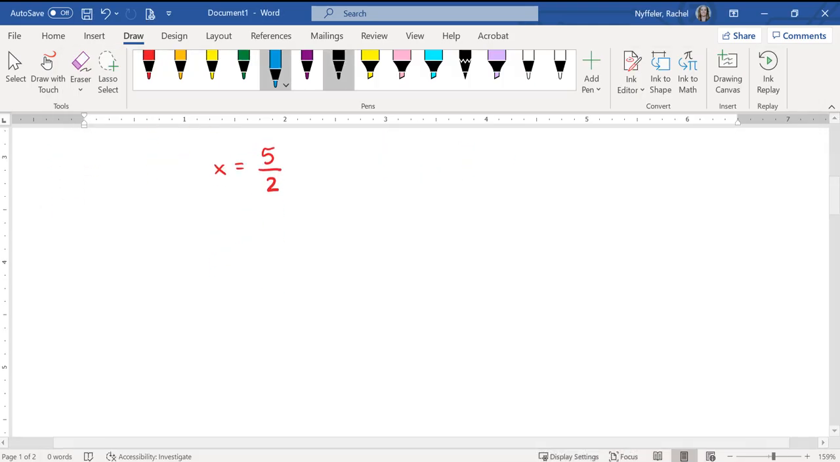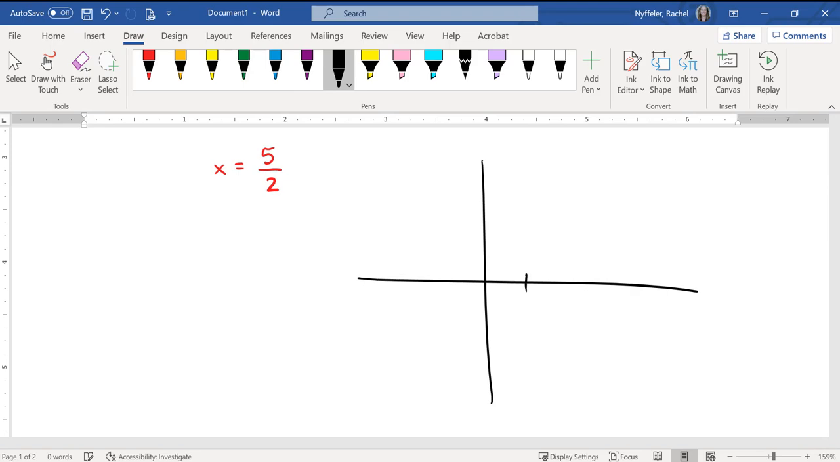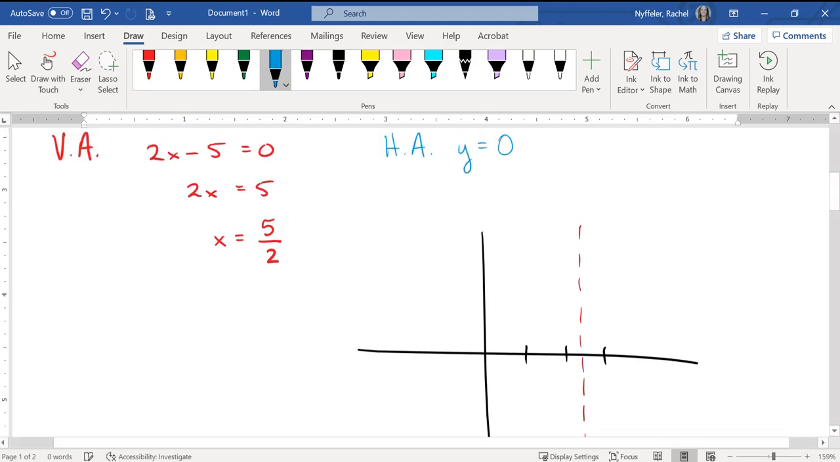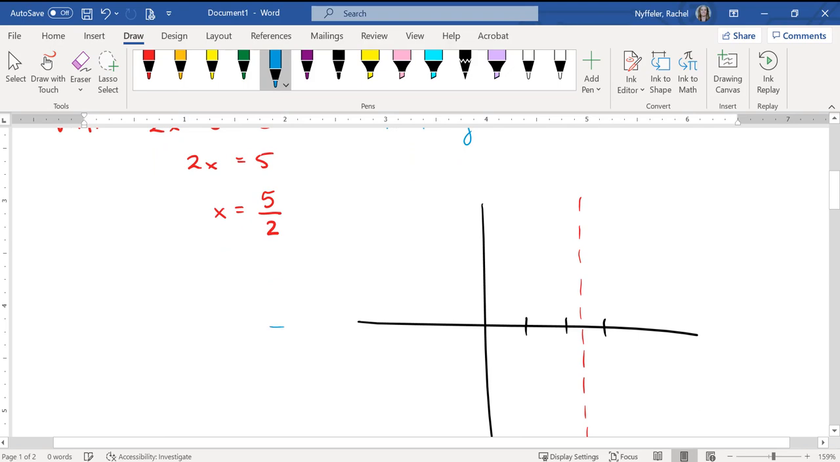So if I were to graph this by hand, here at 5/2, so 2.5, there would be a vertical asymptote. And at y equals 0, there would be a horizontal asymptote.